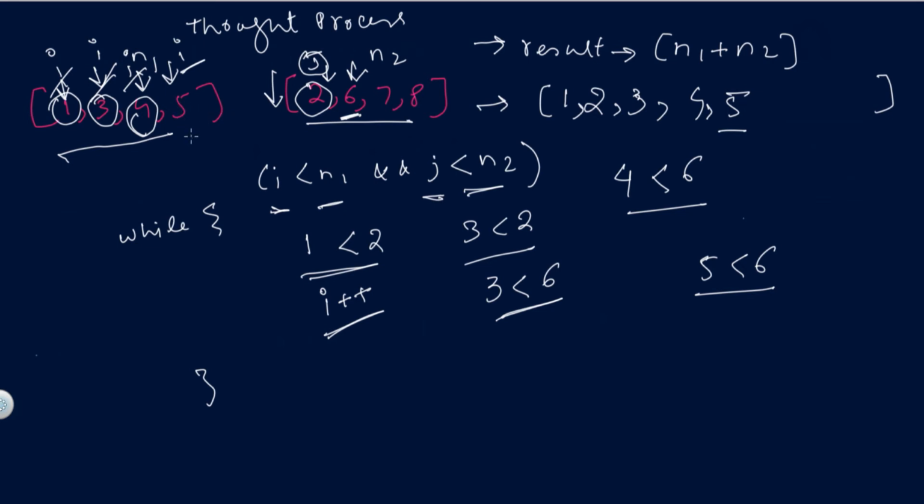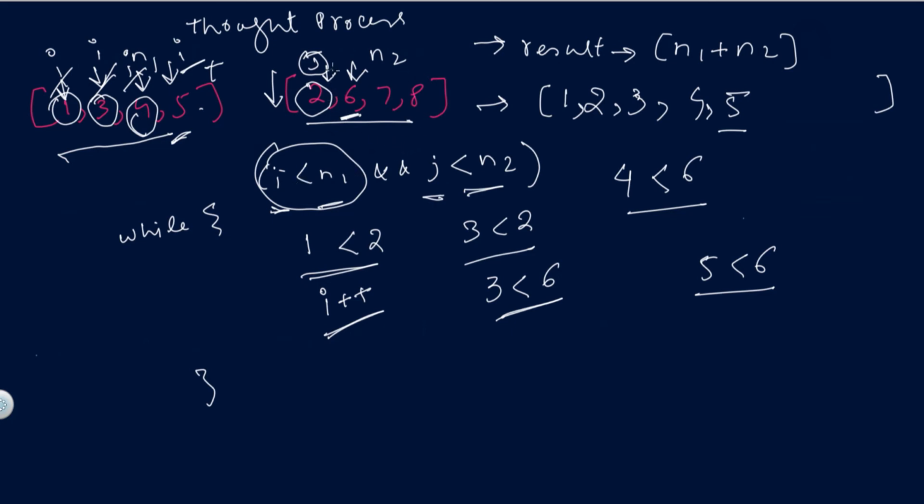Now I will be incremented again, and this condition will not be satisfied, so it will go out of the loop. Why is it not satisfied? Because i is now equal to n1, not less than n1. So what happened in that case?